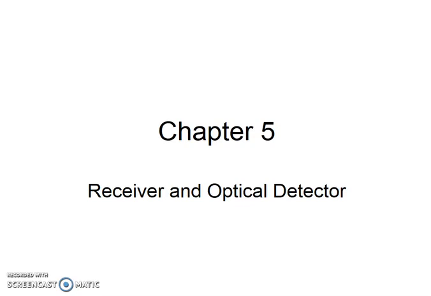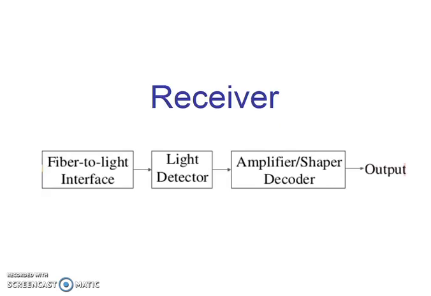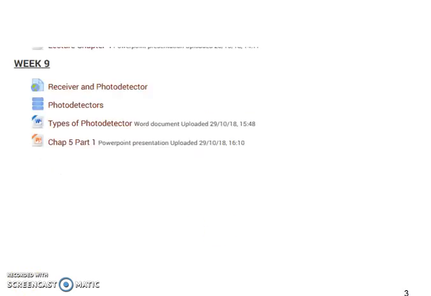Okay, pada minggu ke-9 dan minggu ke-11, kita akan cover receiver and optical detector chapter. Dalam chapter ini, receiver mengandungi few components. Komponen yang pertama ialah fiber to the light interface. Dan kita ada light detector, kita ada amplifier shape recorder dan kita ada output. Pada fiber to the light interface, kita akan cover beberapa optical detector yang sepatutnya kita tahu dalam fiber optic communication.